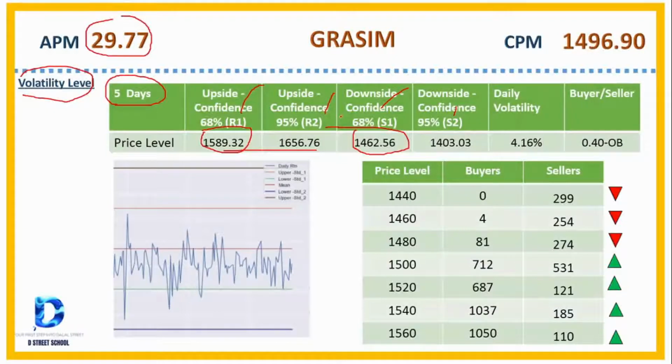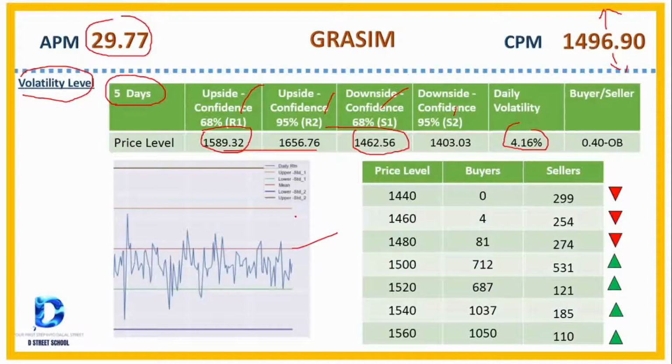In order to make it simple, I gave it in percentage. The next 5 days historical volatility would be 4.16 percent, which comes to about 66 points. You can go minus 66 points from 1496 and add 66 points to 1496. This is actually the daily returns of GRASIM India. You can see a lot of zigzag lines. This is a mean line.